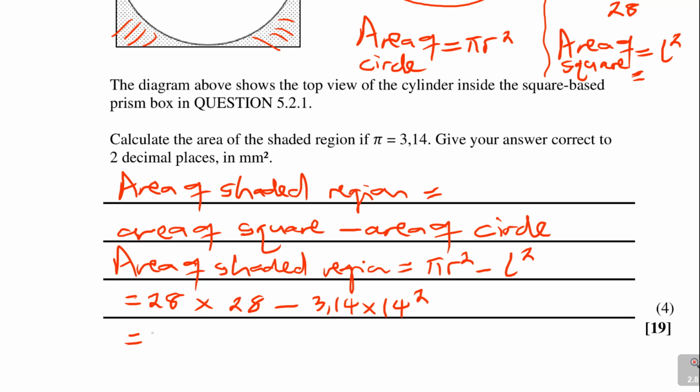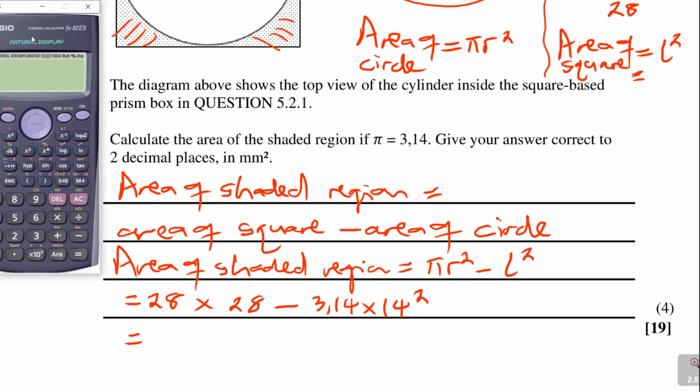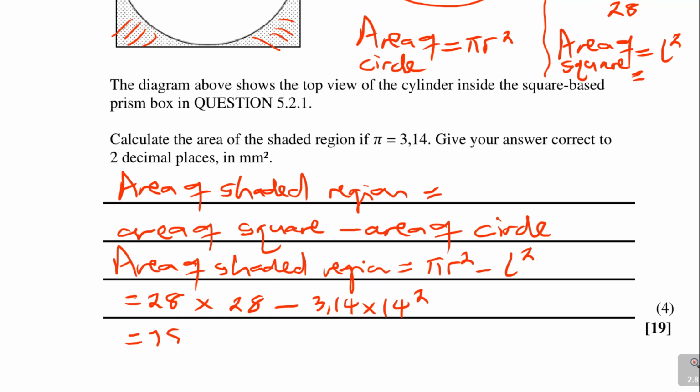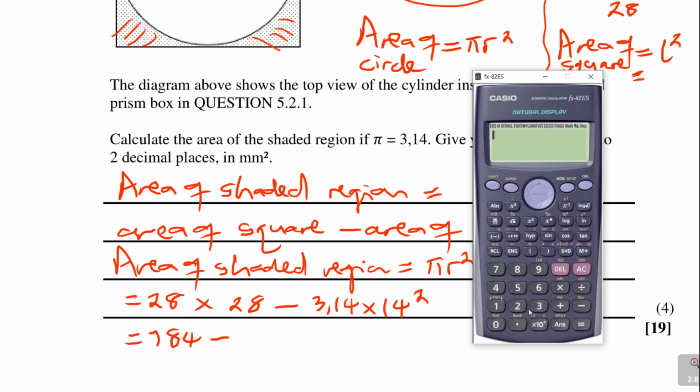You can do it in two parts for the sake of working. You say 28 times 28. Are you with me? And then you say 3,14 times 14 squared. You can do it separately. So let's do the first one. 28 times 28. What do we get? 784. Minus, then you do the other one, 3,14 times 14 squared, which is 615,44.